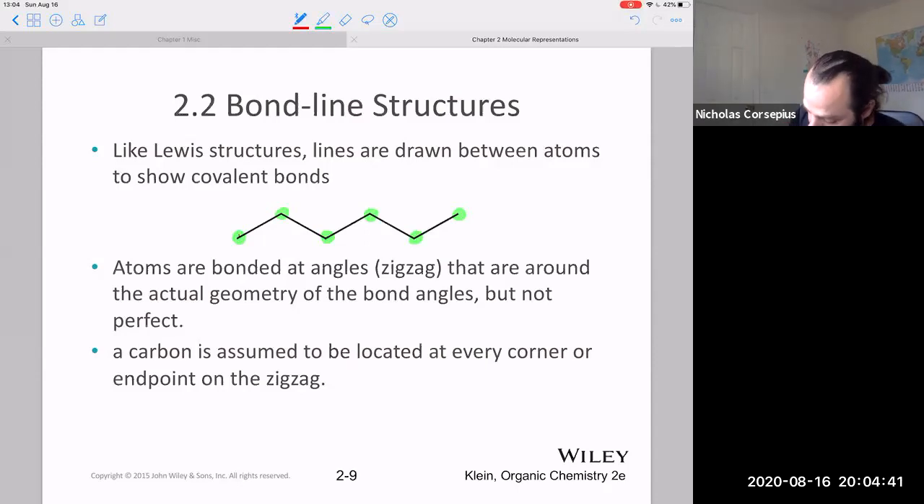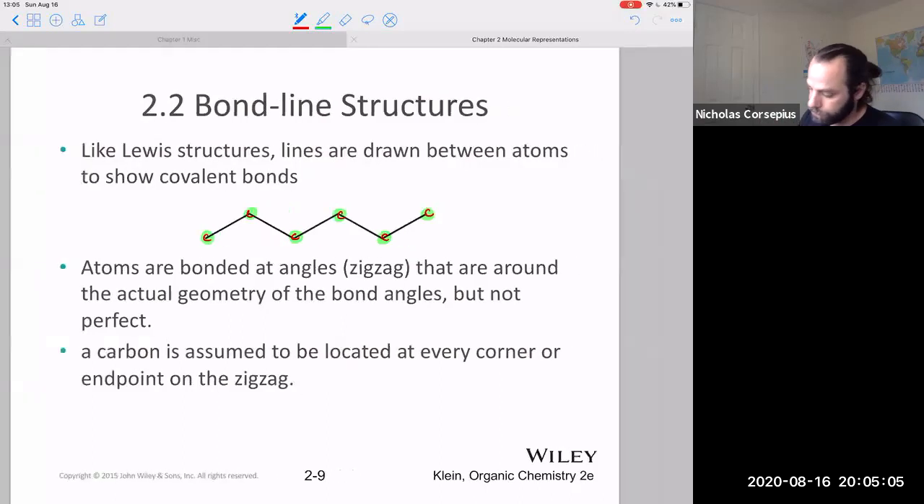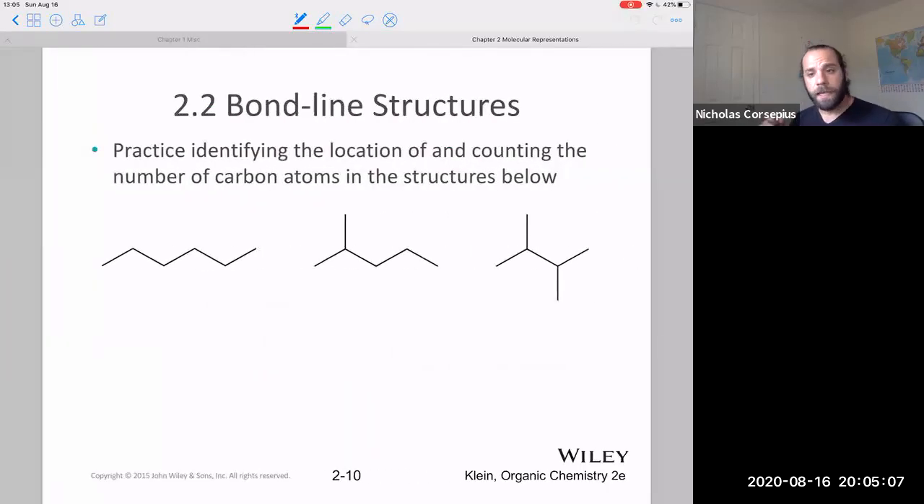So counting carbons in here, we have 1, 2, 3, 4, 5, 6. You're going to hear me talk about counting carbons a lot. It's something you should get good at. It's a really good way to proof your work and make sure you're not making a mistake. So again, with our zigzags, endpoints and intersections are what you want ingrained in your mind. So everybody pause and take a second and figure out where the carbon atoms are located in the structures below. All right, so endpoints and intersections.